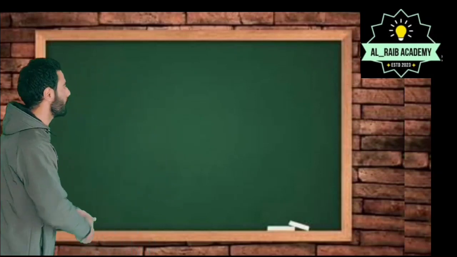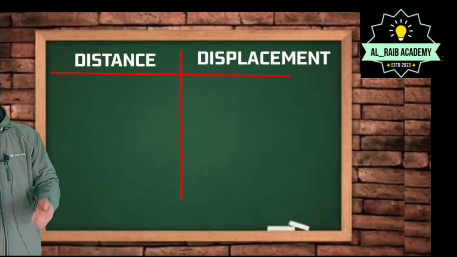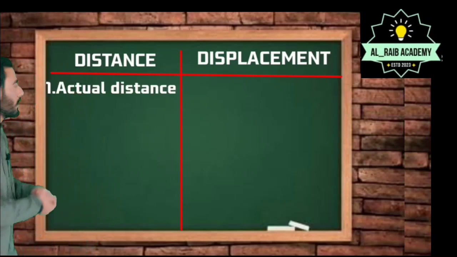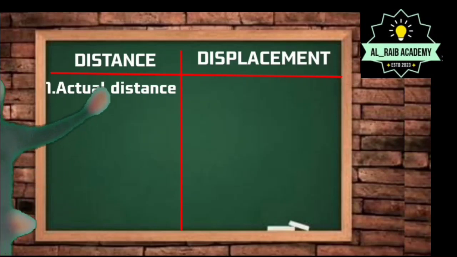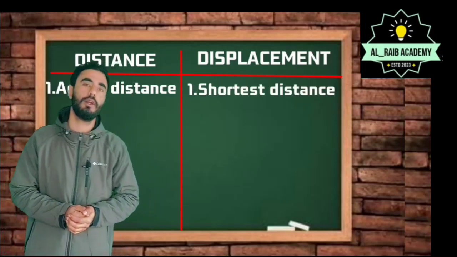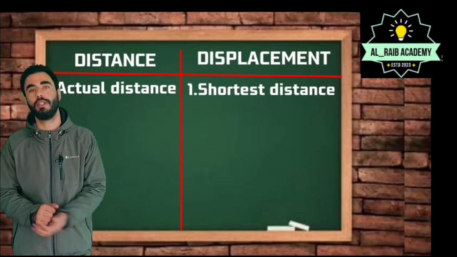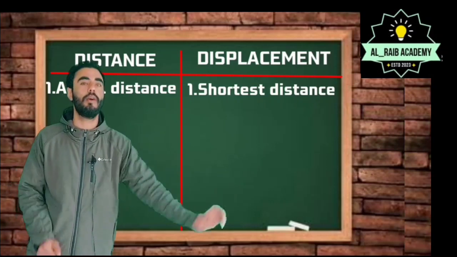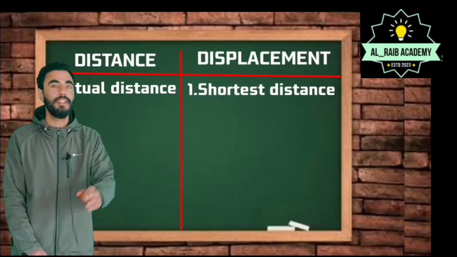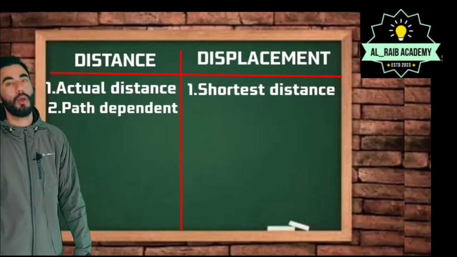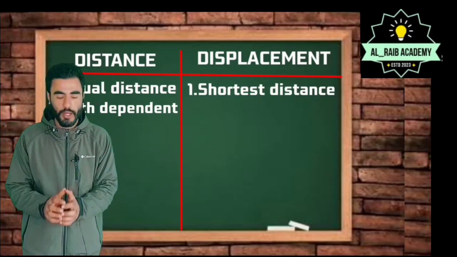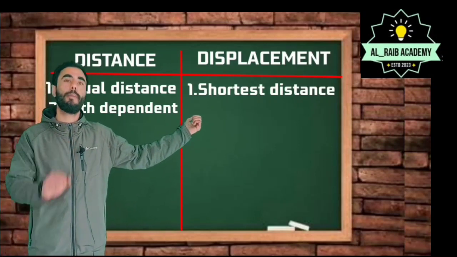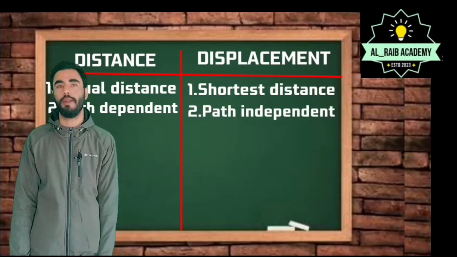We can summarize here distance and displacement. As we said, distance is the actual length of the path traveled by the object during its motion, whereas displacement is the shortest distance between the two locations or between the two positions. In case of distance, we have mentioned the path through which the body has actually traveled. So we say that distance is path dependent, whereas displacement does not bother about the path at all. It only needs the initial position and the final position. So it is path independent.